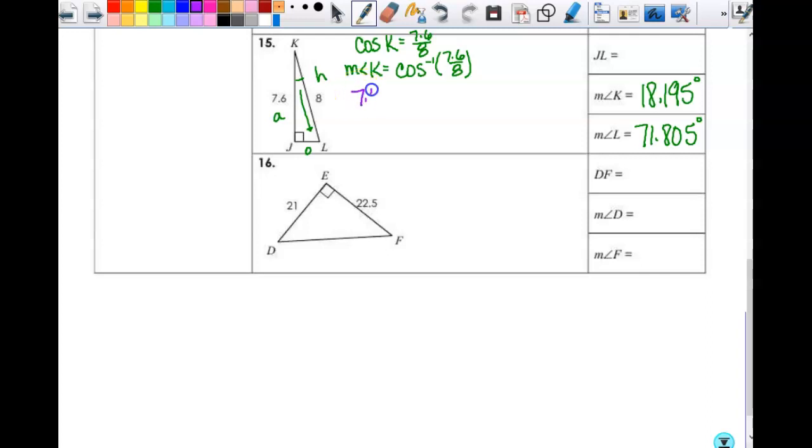So this would be 7.6 squared plus the length of JL squared equals 8 squared. But before I square anything or do anything, if I just go ahead and solve this for JL, JL is going to be equal to 8 squared minus 7.6 squared, and take the square root of it. And then you can type it in your calculator just like that. Work smarter, not harder. There's no reason to find all those pieces and write them all down and do all that stuff. I have it solved for JL, type it in the calculator.